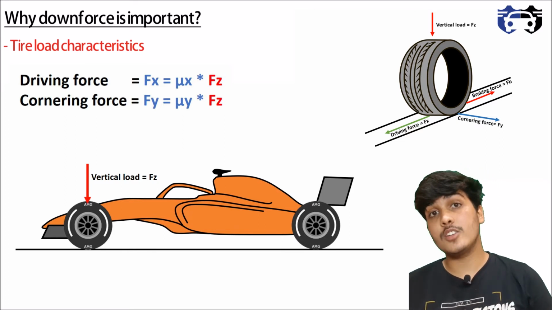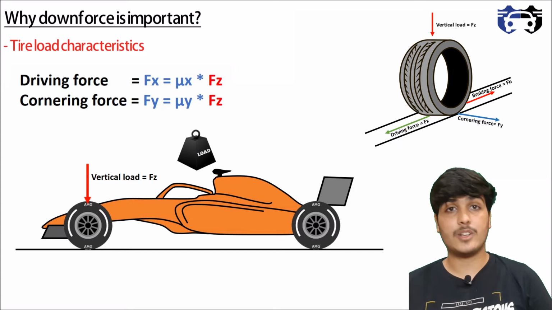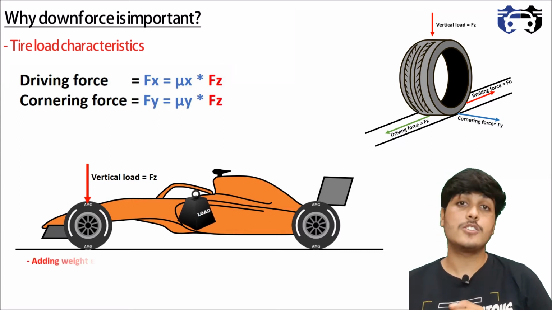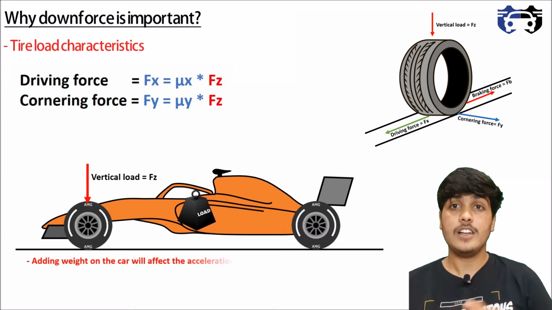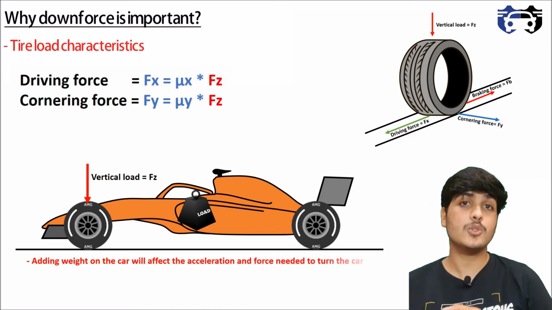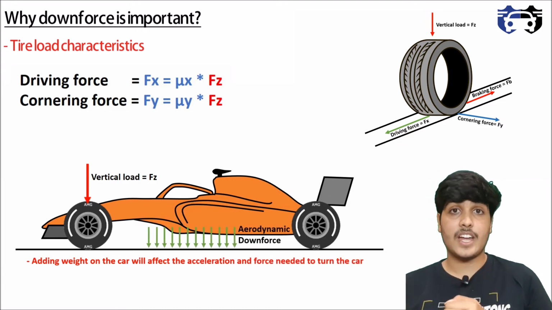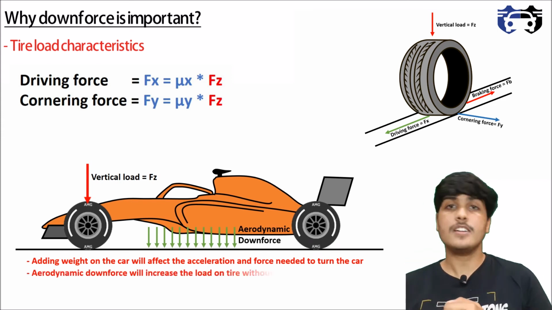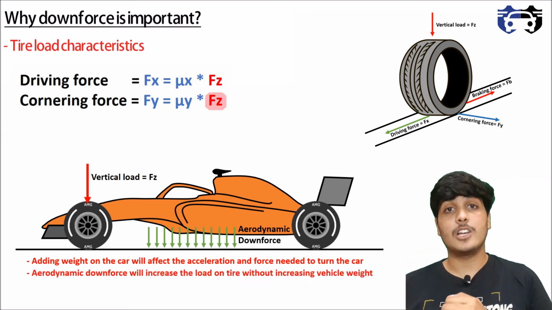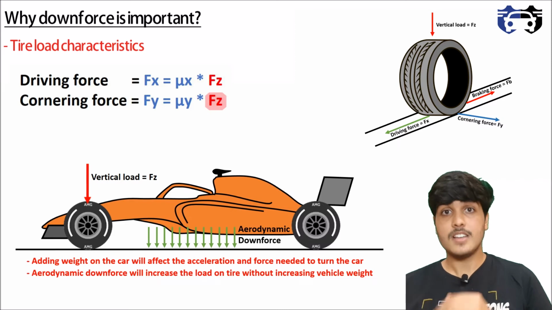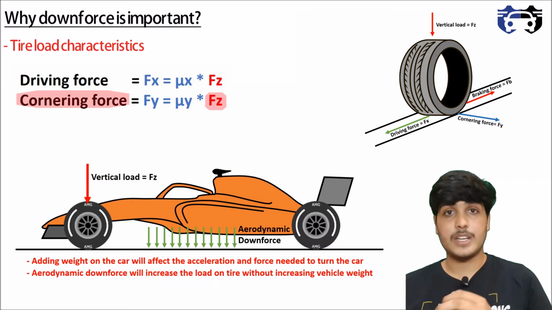One way to increase the normal load on the tire is by putting extra weight on the car. But this will also affect the acceleration of the vehicle and also the force needed to turn the car. Another way is the aerodynamic downforce, because this will add additional weight on the tire without increasing the vehicle weight. And as the load on the tire due to downforce increases, its cornering ability at high speed also increases.